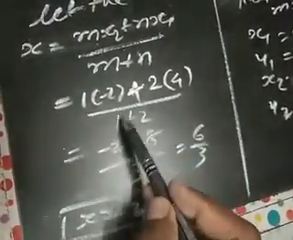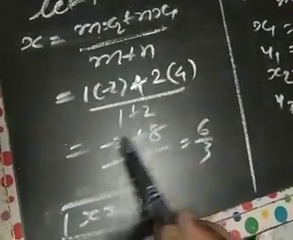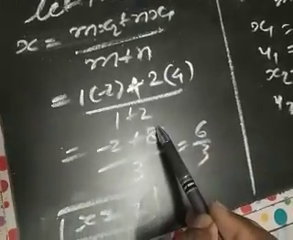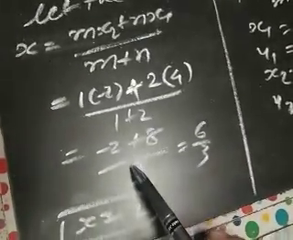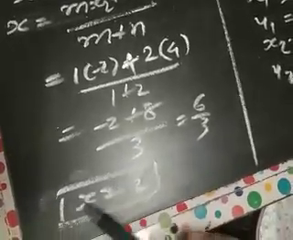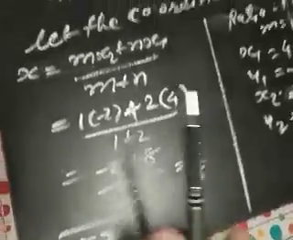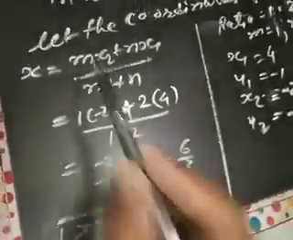When we open this bracket, 1 into minus 2 is minus 2, plus 4 times 2 is 8. So minus 2 plus 8, and 1 plus 2 is 3. So 6 upon 3 means x is equal to 2. Now the y coordinate.